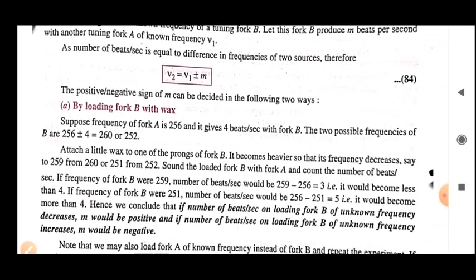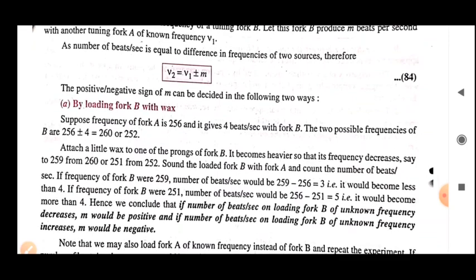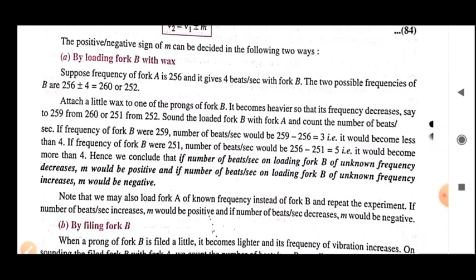And the positive and negative sign, how can we decide that? If the difference in frequency is 4, and the first fork has frequency 260, then the second one has two possibilities: it can have a frequency of 264 hertz, as well as 256. So which will be the exact frequency, how can we decide it? For that we do an experiment, loading fork B with wax.